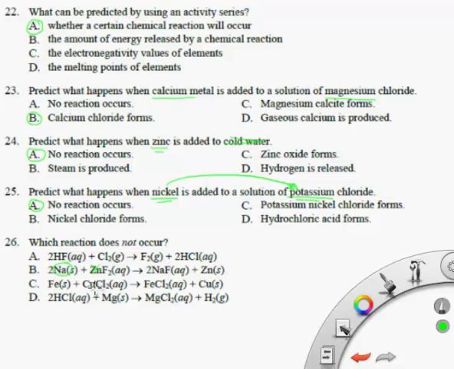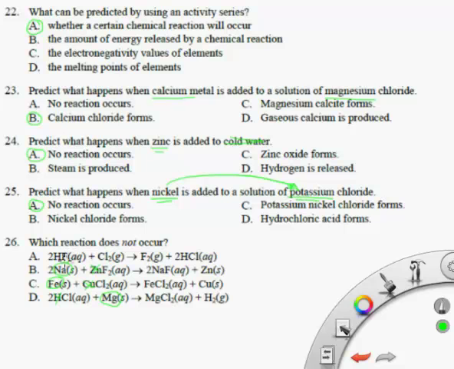Here, we got iron trying to displace copper. Is iron higher on the activity series than copper? It is. So this will displace the copper. The copper will leave. We'll have iron 2 chloride and copper precipitate. Next question, HCl plus magnesium. Is magnesium higher than the metal? Is it higher than hydrogen? It is. So that reaction occurs. We end up with magnesium chloride and hydrogen gas forming.